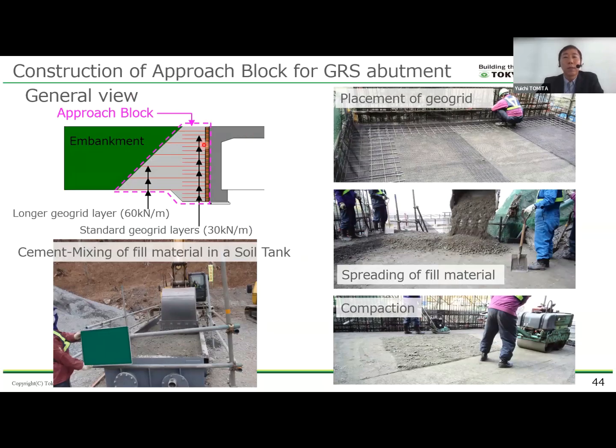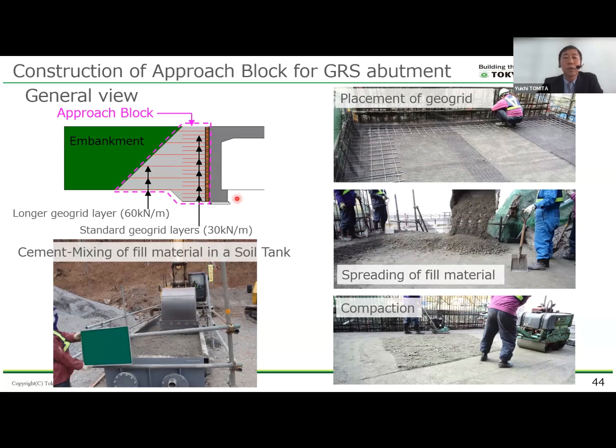It is constructed by compacting cement-treated crushed stone reinforced with geogrid reinforcement layers. Cement and crushed stone were mixed in a tank using a backhoe. This procedure is to produce uniform cement-treated gravel for the approach block.